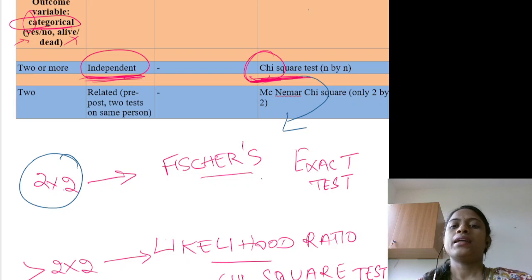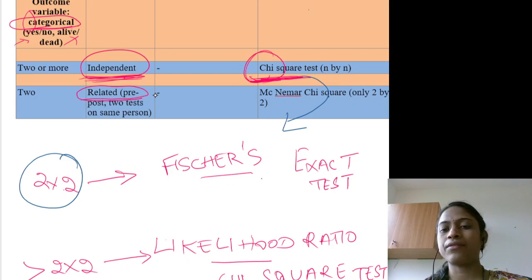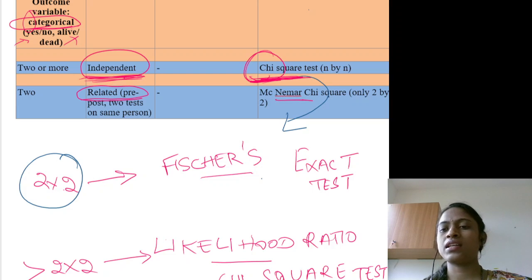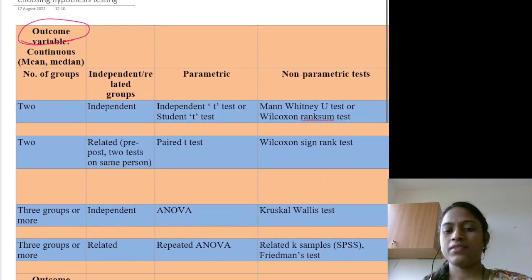If the outcome variable is categorical and there are related groups, such as before and after groups, or matched studies, we will use the McNemar chi-square test. But one thing we need to notice here is that the McNemar chi-square test is again used only for a 2 by 2 table. So that is about the categorical variable.